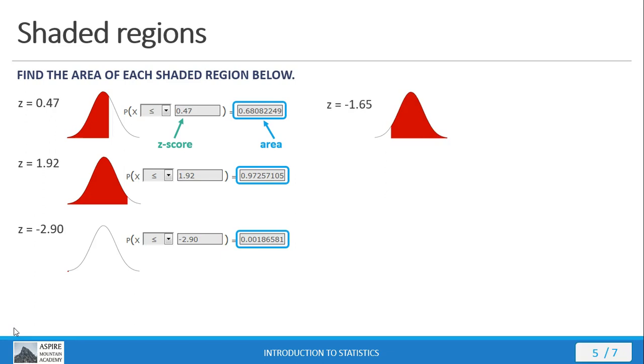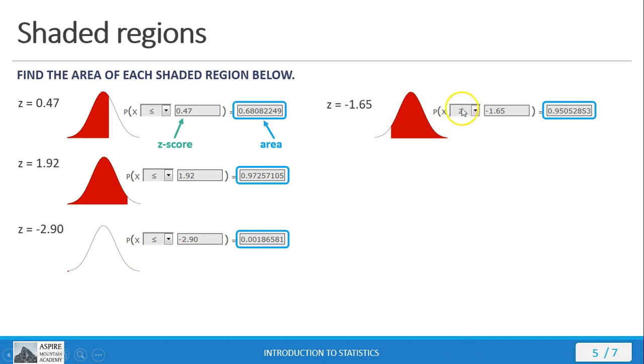What about the area to the right of negative 1.65? Stop the video, see if you can find this in StatCrunch, and come back and we'll see how well you did. Okay, let's see what you did. So hopefully you got 95%. That's the area that's to the right. And notice that if you didn't get this, probably what you missed was this inequality sign here.